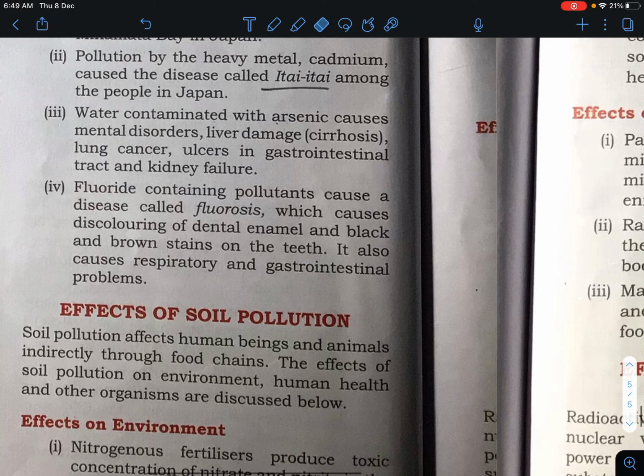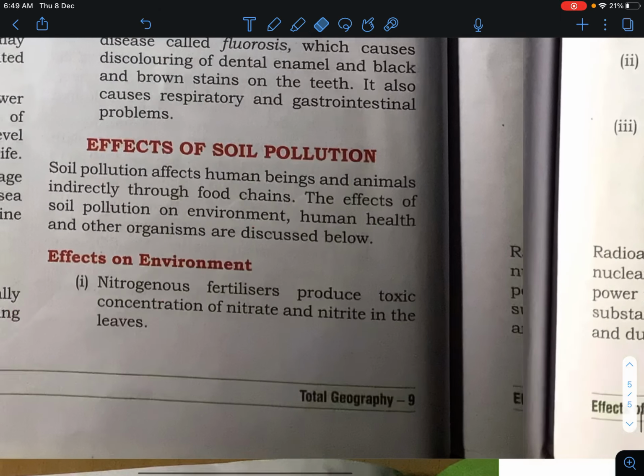And the last one, fluoride-containing pollutants cause diseases like fluorosis, which causes discoloring of dental enamel and black and brown stains on the teeth. It also causes respiratory and gastrointestinal problems. Fluoride basically causes a disease called fluorosis, and its symptoms are discoloring of dental enamel and black and brown stains on the teeth.